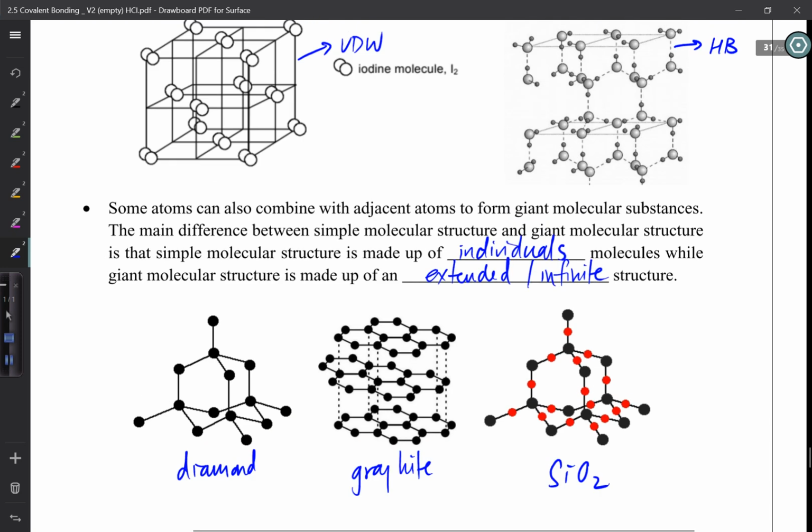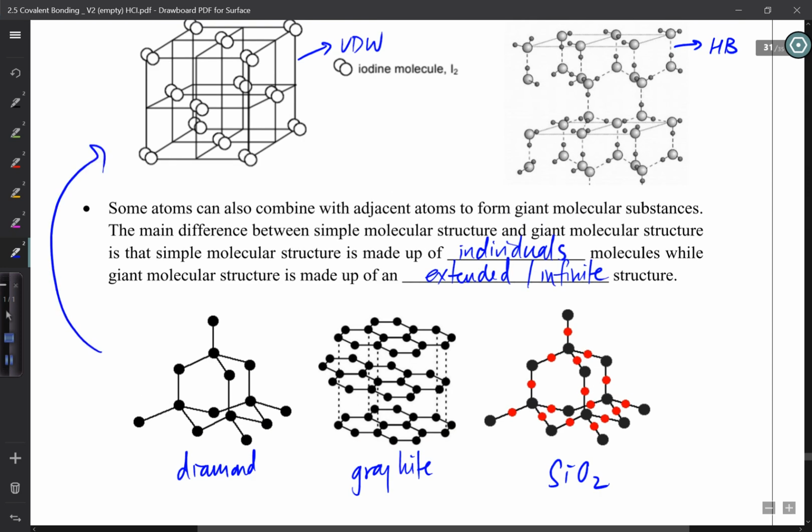So if you compare this solid structure with this solid structure, right, you will see some clear differences. Basically, for simple molecular structures, even in the solid state you can isolate the individual molecules, right? What about the giant molecular structure? You can't, because all of them are connected together. You can't isolate any one of them. And basically, this is just one portion of the giant molecular structure. The actual one is extended out to infinity. The same goes for this and this.